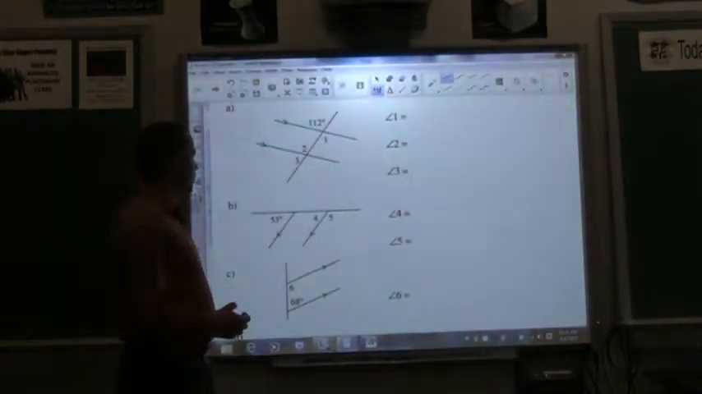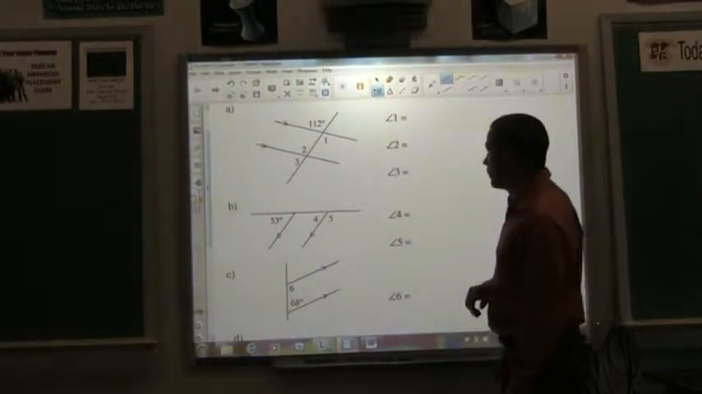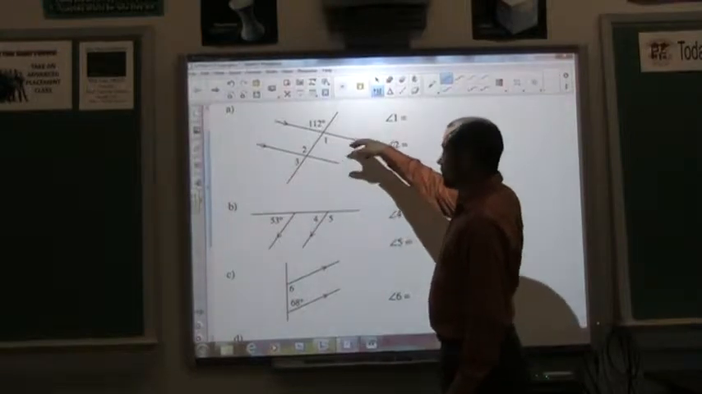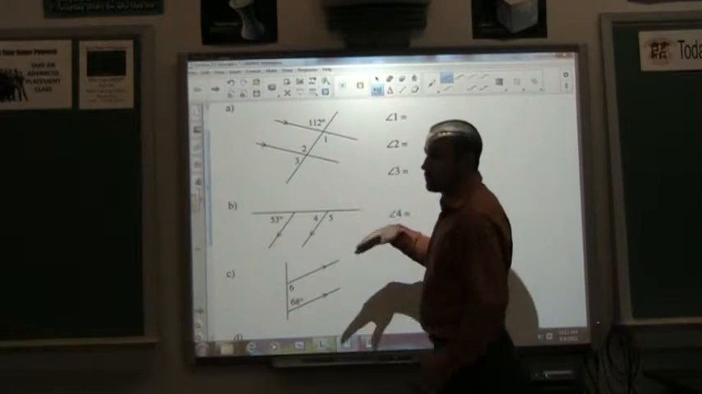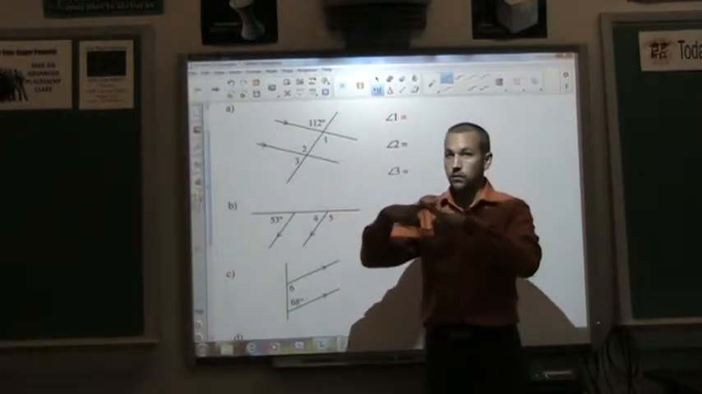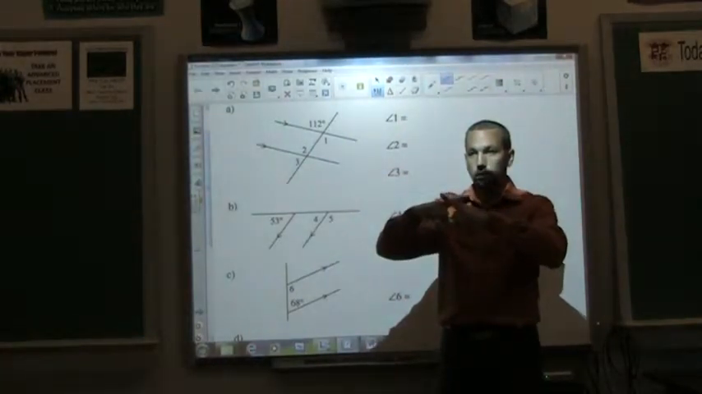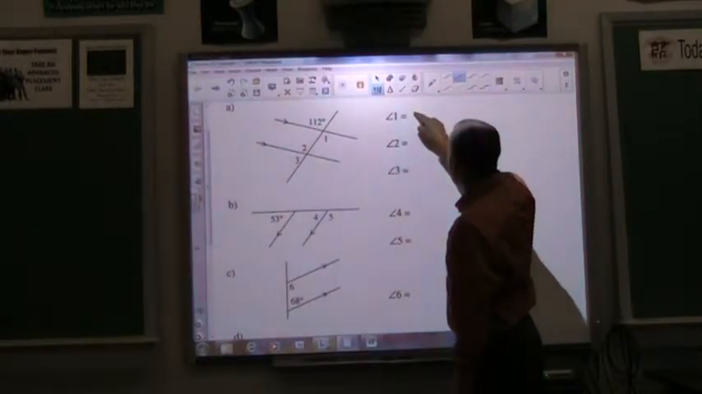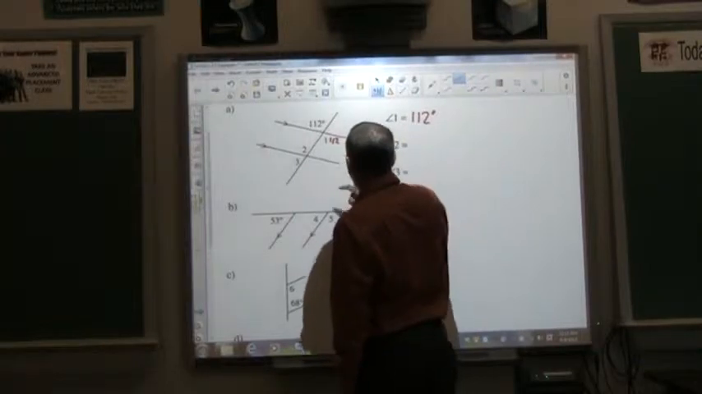So our first example right here, again, I've got 2 parallel lines, a transversal, and some of these are going to go really quick. For instance, angle 1 here doesn't have anything to do with these being parallel. These 2 angles are vertically opposite. They're across from one another in the x. And we talk about that all the time with my grade 10s. If they're across from one another in an x, then they're the same, vertically opposite. So this one is 112 degrees. I like to put that right in my diagram, makes it easier.